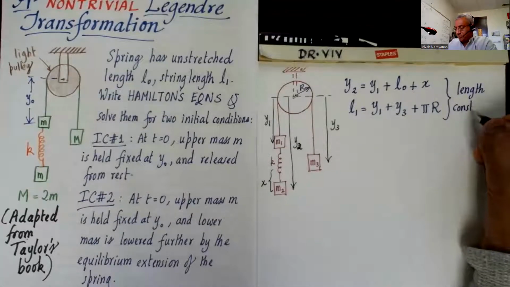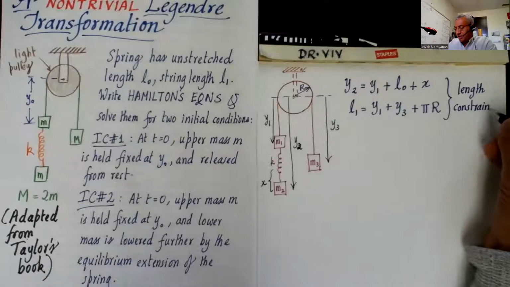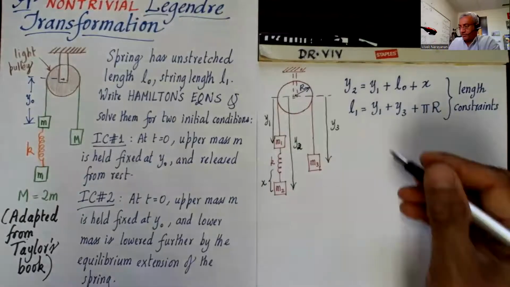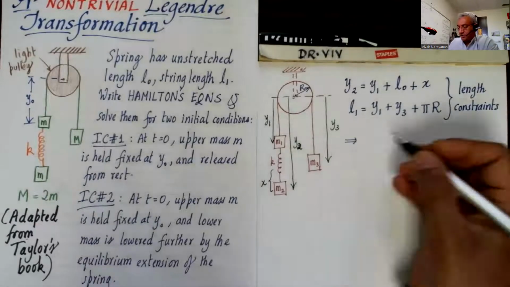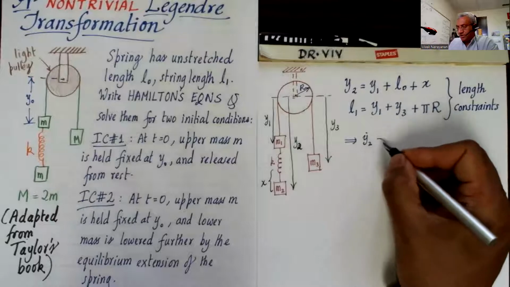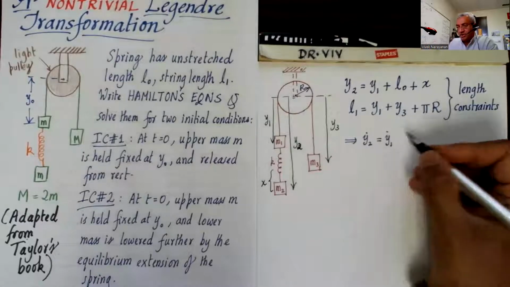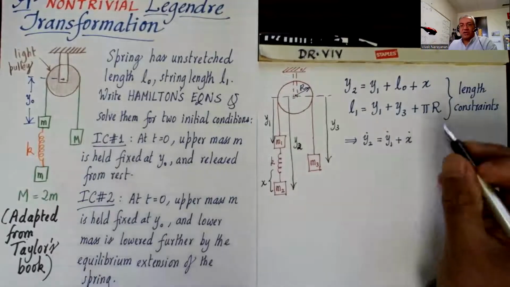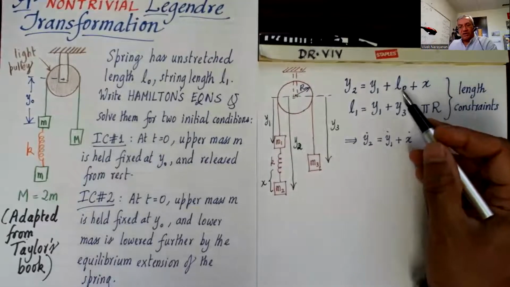These length constraints are satisfied at all times. So what I can do is differentiate the length constraints. The first length constraint, when differentiated, gives me y2 dot equals y1 dot plus x dot, because L0 is not time dependent.